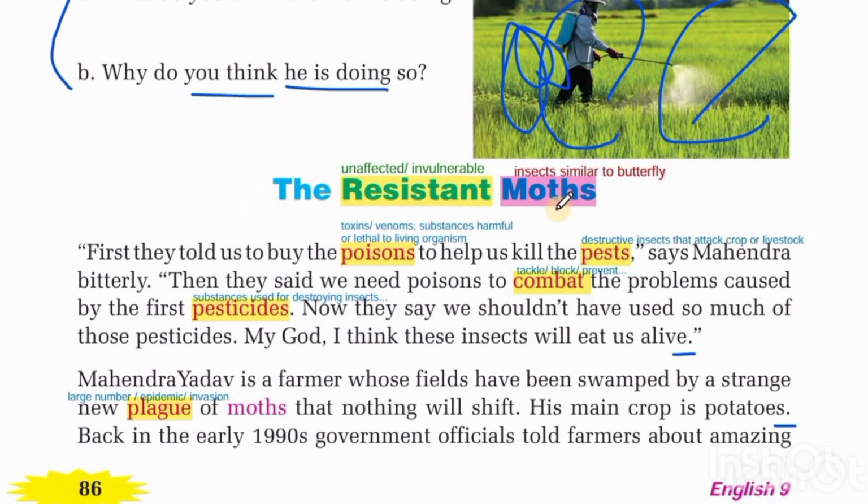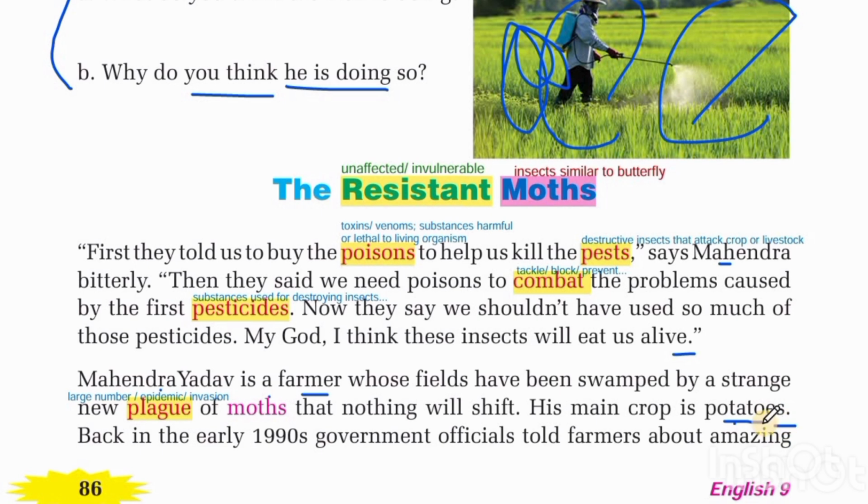The Resistant Moths is a story about a farmer named Mahendra Yadav. Mahendra Yadav is a farmer. He grows potatoes. Mahendra Yadav farmer यानी कि किसान हो.